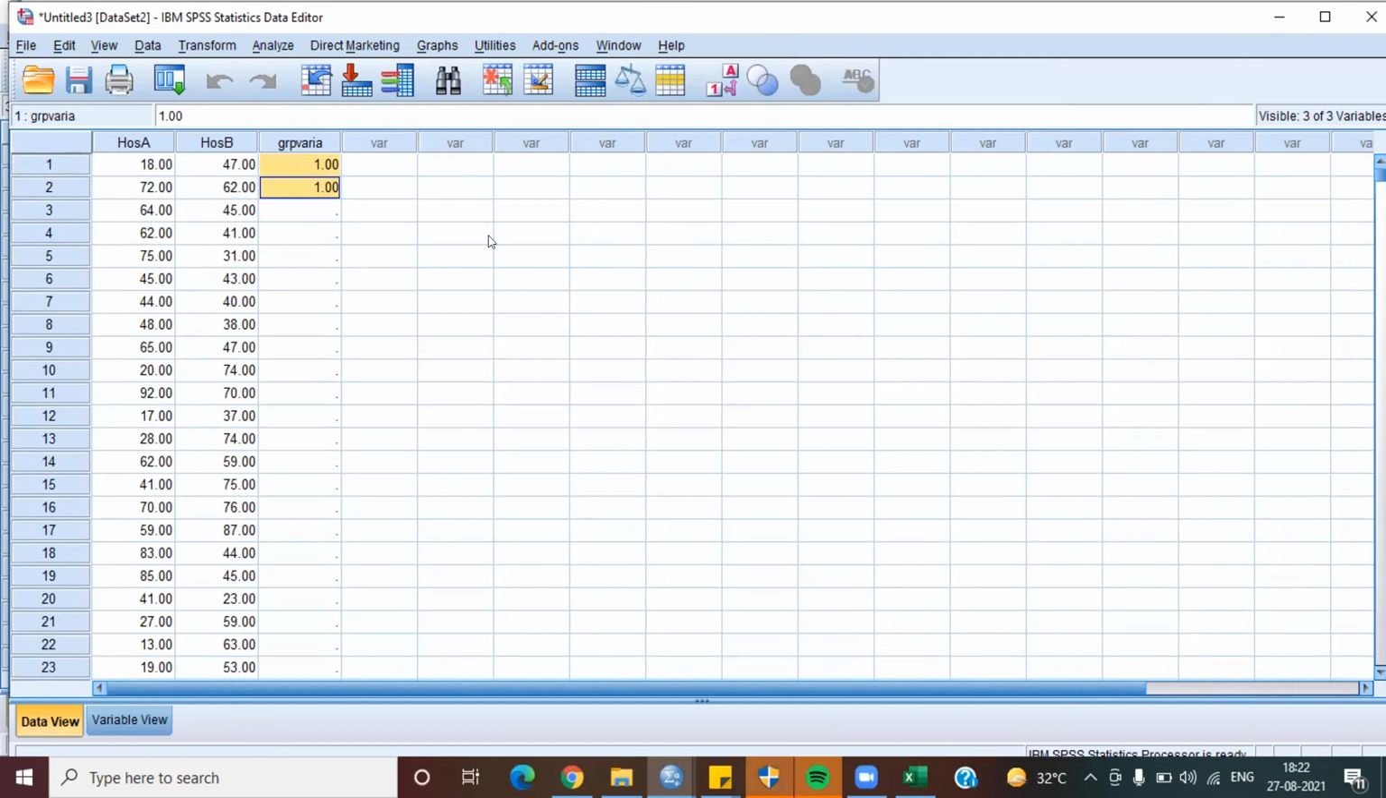Why I'm taking this example? In the previous one, we had data from the same area. Means the owner was same. Here, they are different, and we have different areas, hospital A and hospital B. So we are just examining. They are two independent sets. Means they are not from the same population.